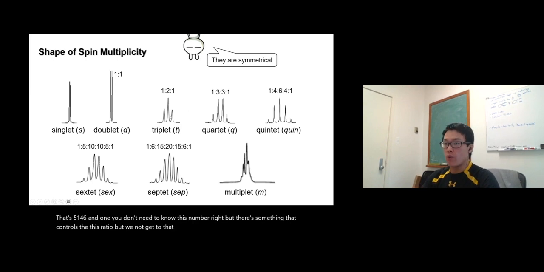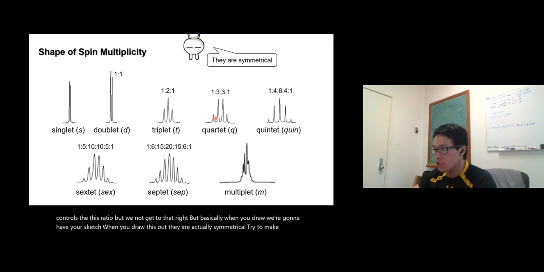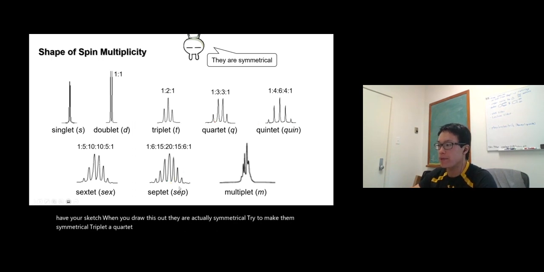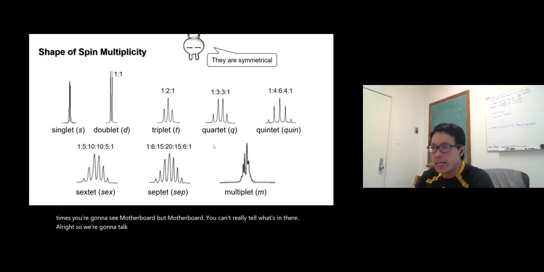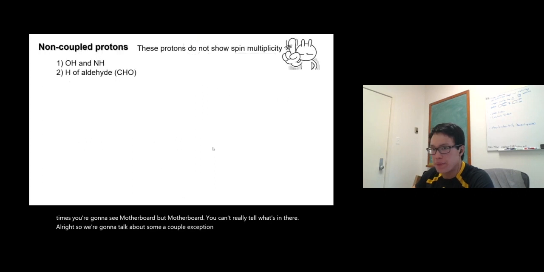Basically, when we have you sketch and draw this out, the patterns are actually symmetrical. Try to make them symmetrical: a triplet, a quartet, a quintet, and a septet. Many times you're going to see a multiplet, but in a multiplet you can't really tell what's in there. All right, so we're going to talk about a couple of exceptions on spin multiplicity.